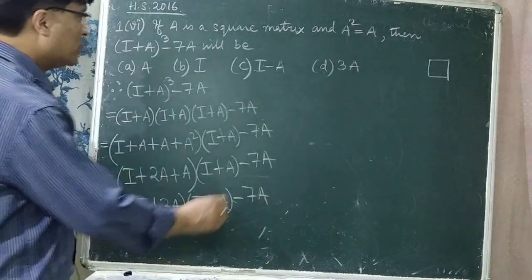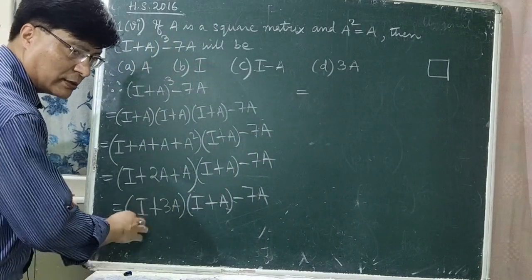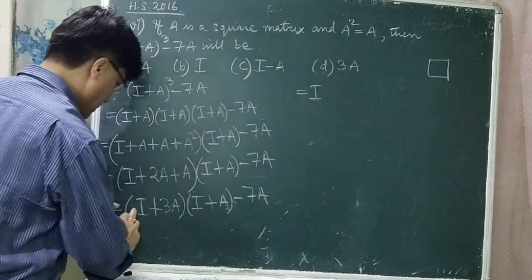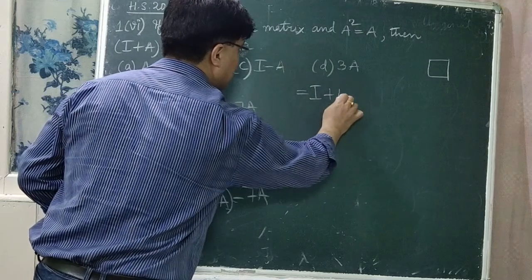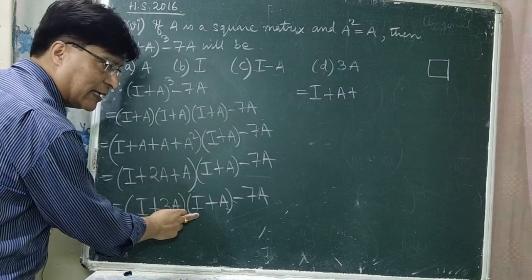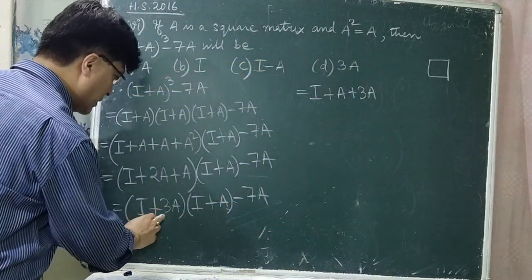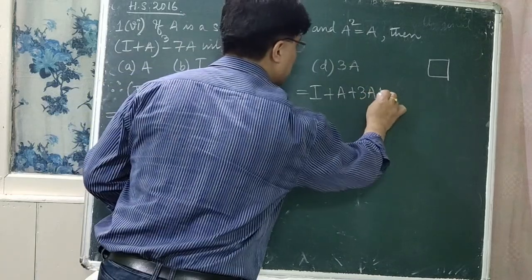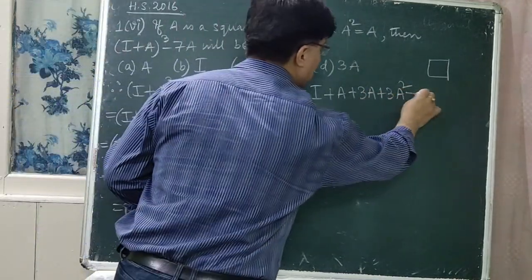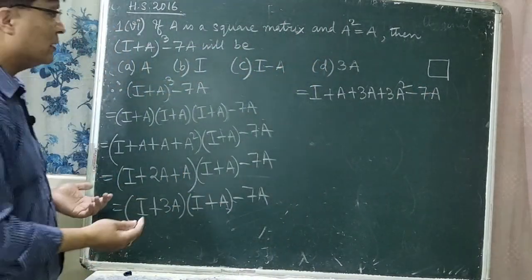Clear? So which is equal to, now you can multiply these two terms. What is I dot I again? It is I, plus I dot A, that is A, plus this constant 3. What is A dot I? That is A, so it is 3A, plus 3A into A is plus 3A square. Then you have to write minus 7A. It is just like your multiplication, isn't it?